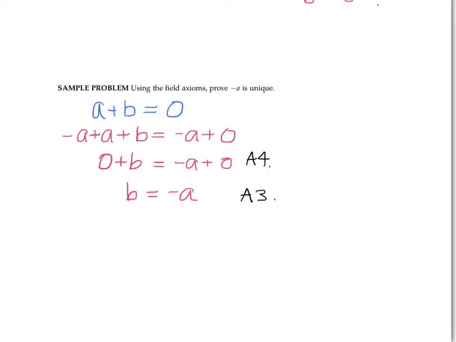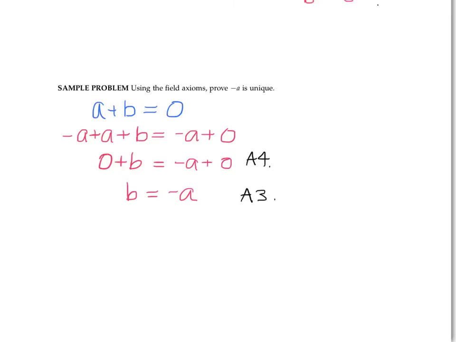This is how we prove uniqueness: you assume that it's not really unique, that there's something else that behaves just like minus A. In fact, that's not true. This thing is equal to minus A. So the only way that you have something that behaves as an additive inverse is that it's equal to minus A. It is minus A. So that's how you prove something is unique, and in particular with this proving minus A is unique.